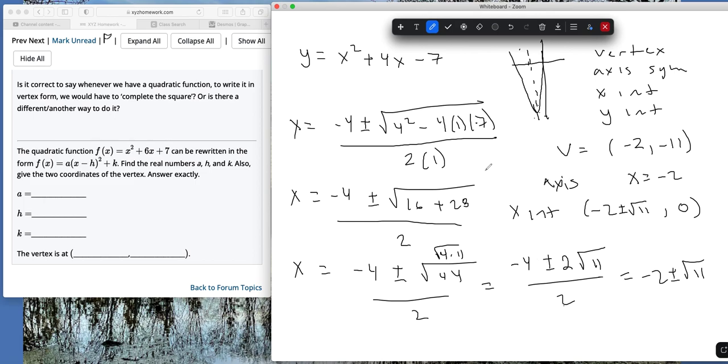And then mercifully, the y-intercept is much easier. You just let the x be 0 up here, and then those drop out, and you get y equals negative 7. So for our y-intercept, when x is 0, y is negative 7. That's pretty much all of the features in terms of parabolas.